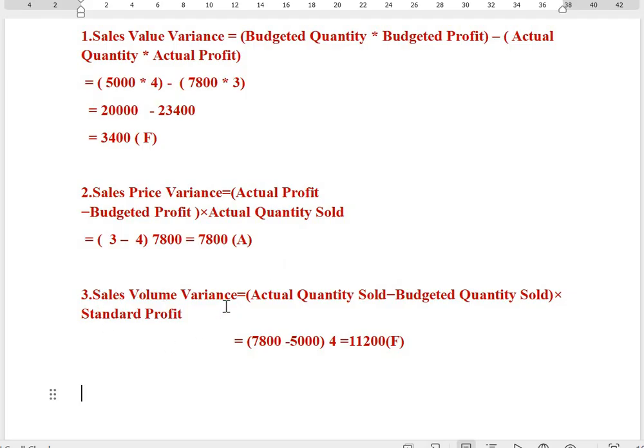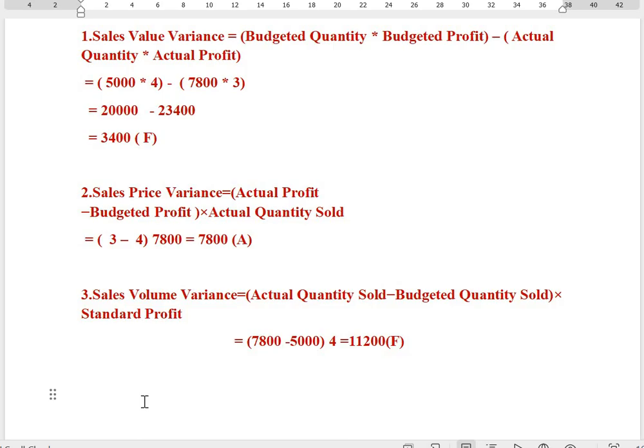Then the next case, sales volume variance. Sales volume variance is nothing but actual quantity sold minus budgeted quantity sold into standard profit per unit. So actual quantity 7,800 minus budgeted quantity 5,000. So the actual quantity is more, 2,800 is more, into 4, 11,200 favorable.